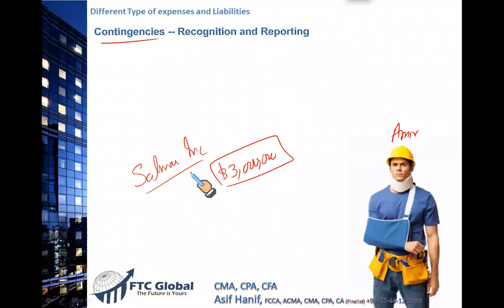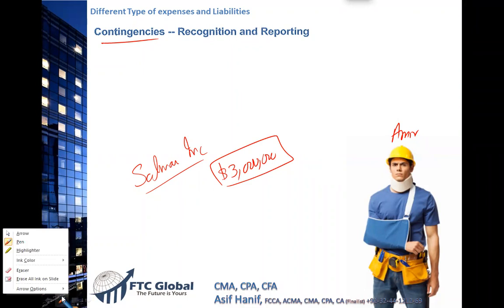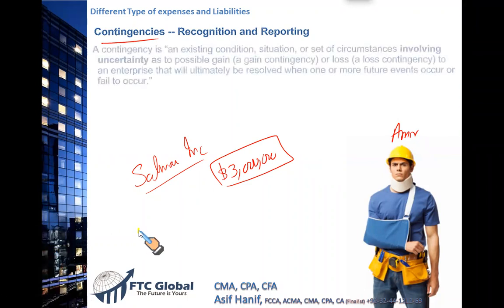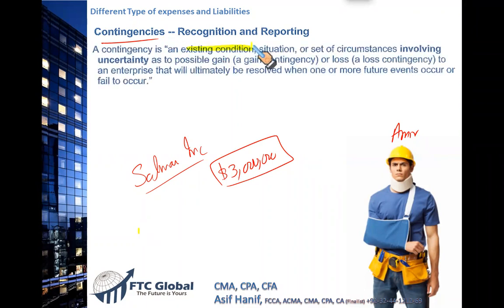Now, for Salman, it's going to be a loss. For Amir, it's going to be a gain. And both of you are unsure what is likely the future situation. Now, so let's now define what a gain contingency is and what a loss contingency is. A contingency is an existing condition where Amir has filed a case in the court of law against Salman Incorporated, a set of circumstances involving uncertainty. The decision can be in favor of Amir or it can be in favor of Salman.